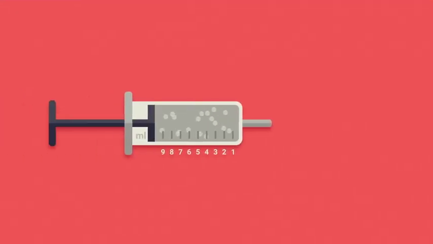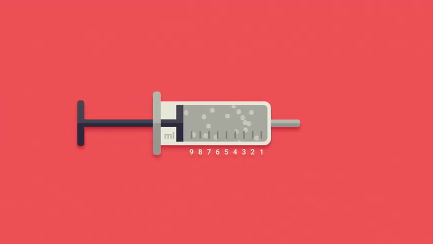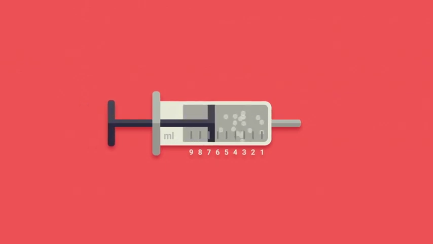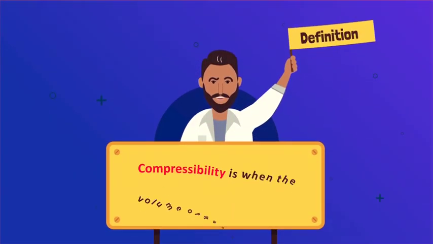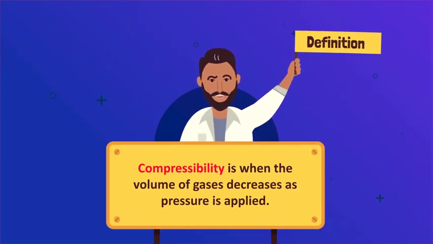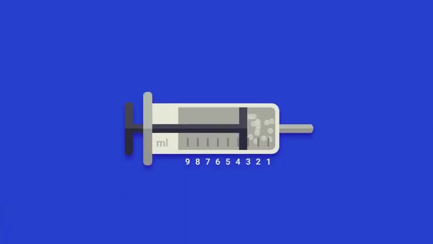Since there are large spaces between gas molecules, what would happen if we applied pressure on the gas? The molecules would be forced to come closer to one another, reducing the amount of space occupied by the gas. Therefore, the volume of the gas would decrease. Compressibility is when the volume of gases decreases as pressure is applied on them. We know that by applying or releasing pressure, gases can compress or expand.